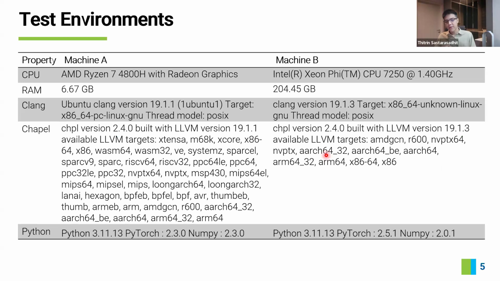For the test environment, the 4 models were tested in 2 tests. The first test on machine A, and the second test on machine B. Machine B just has more memory for me to test the full size model. If you want to see more specs, I provided them in this slide. Also, I use Chapel 2.4 because it was available at the time of this project.